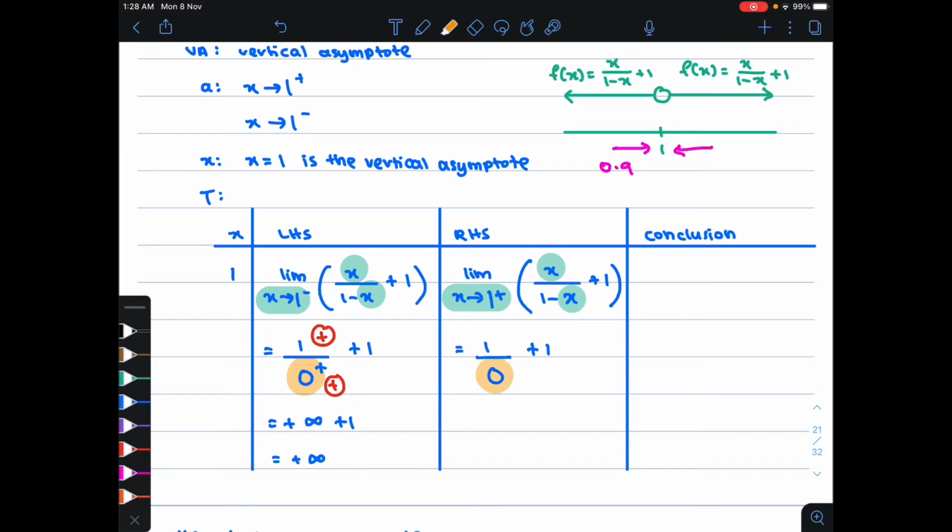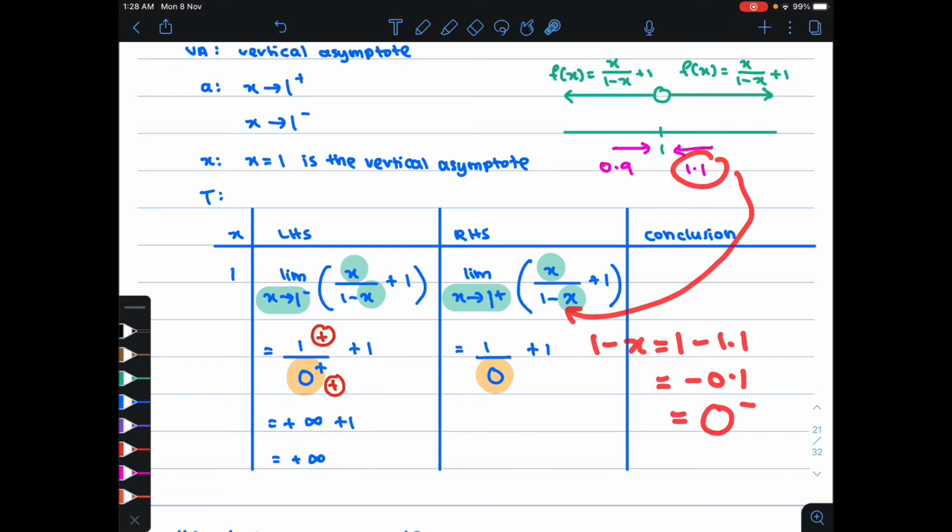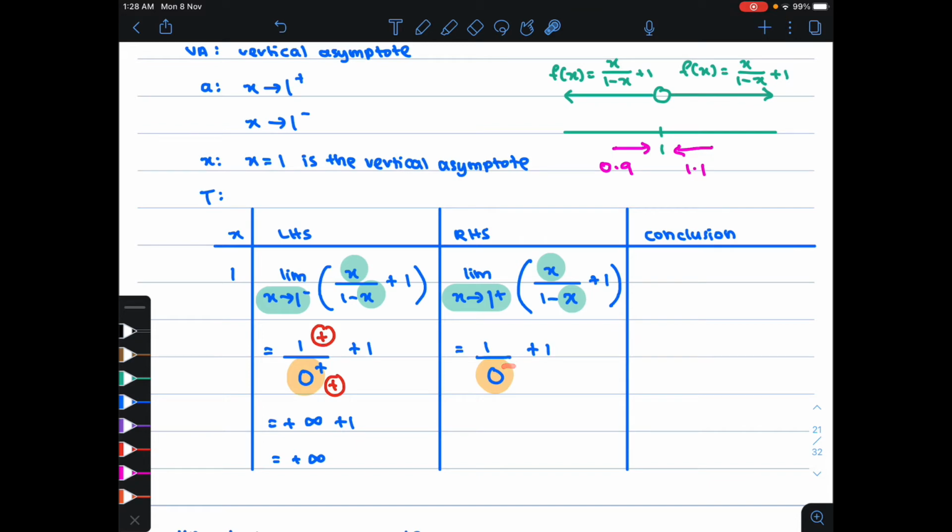Only the denominator is 0. So you need to find whether this is 0 plus or 0 minus. From the right hand side of 1, let's pick 1.1. So substitute 1.1 into 1 minus x. So 1 minus 1.1 is negative 0.1, and hence this is 0 minus.